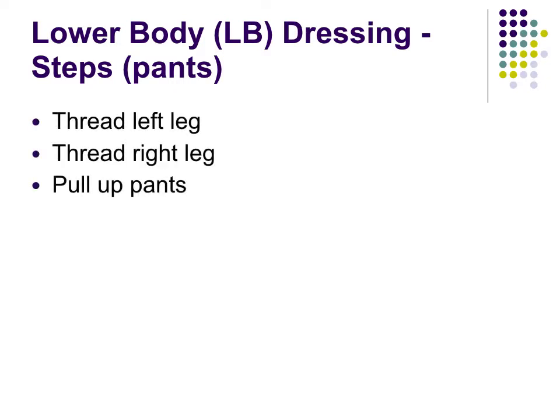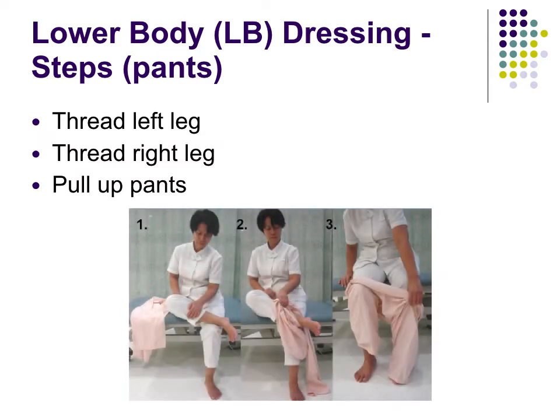So we'll move on to lower body. And with this particular one, we're going to talk about pants. So there are 3 steps included in this category: threading the left leg, threading the right leg, and pulling up the pants. If the helper assists with compression socks, tubing grips, or an AFO, the patient can't be higher than a 5, just like with a TLSO brace.